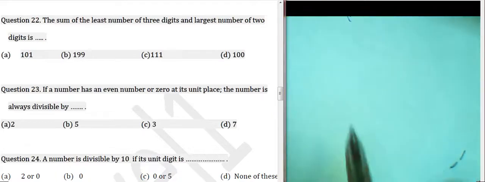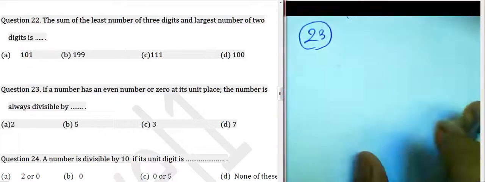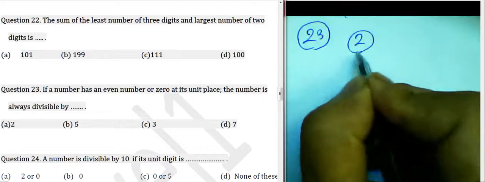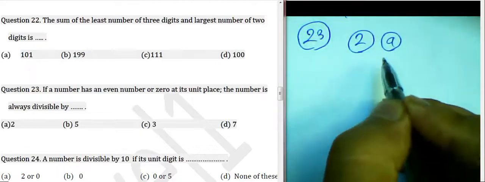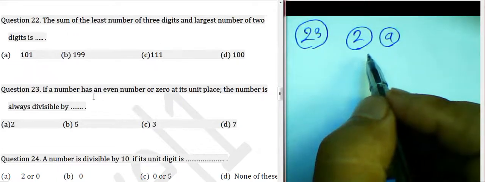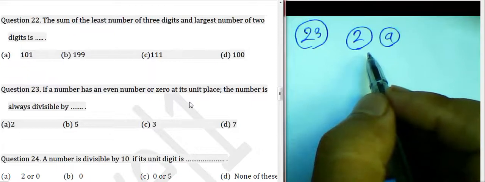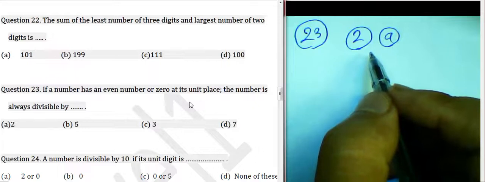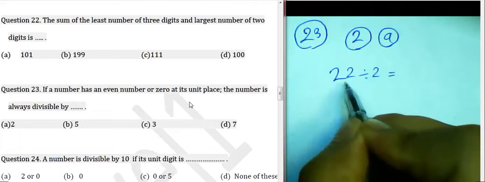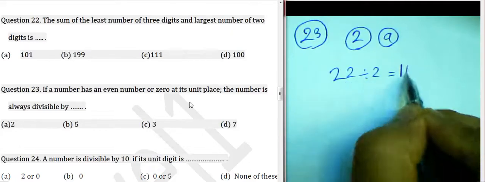Question 23. If a number has an even number or 0 at its units place, the number is divisible by 2. Question 23, we must choose letter A. Again, if a number has an even number or 0 at its unit place, the number is always divisible by 2, such that 22 can be divided by 2. 22 divided by 2 equals 11.